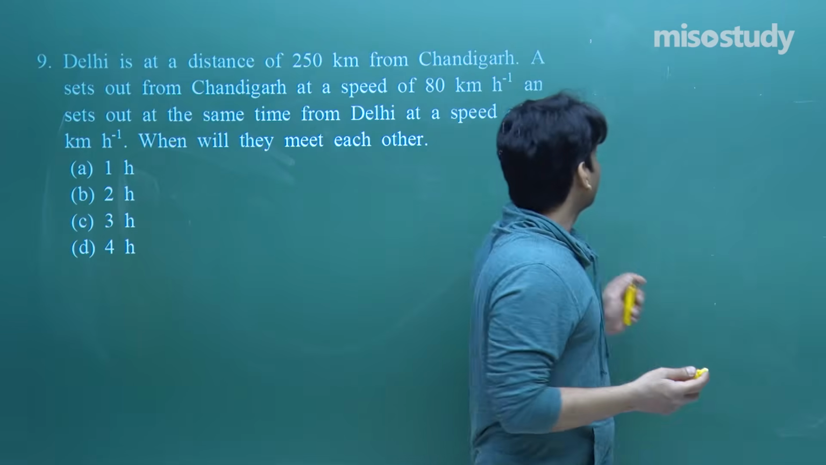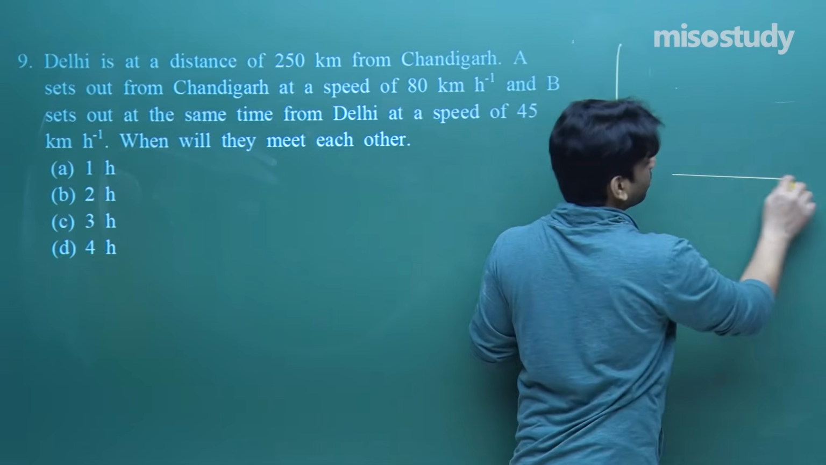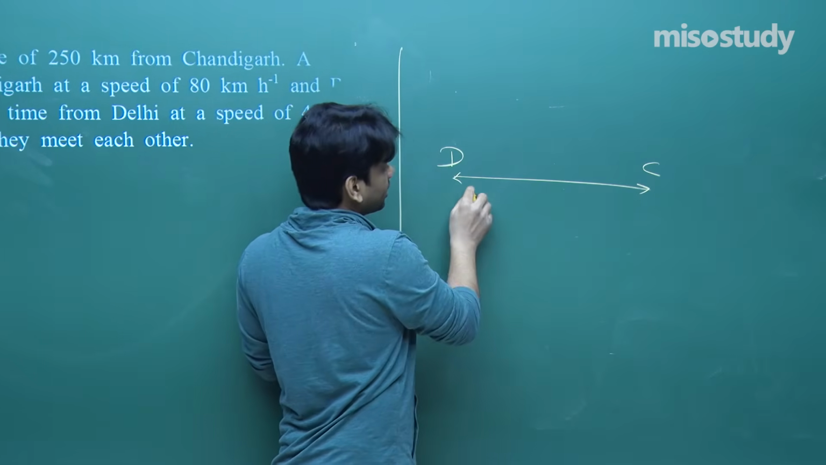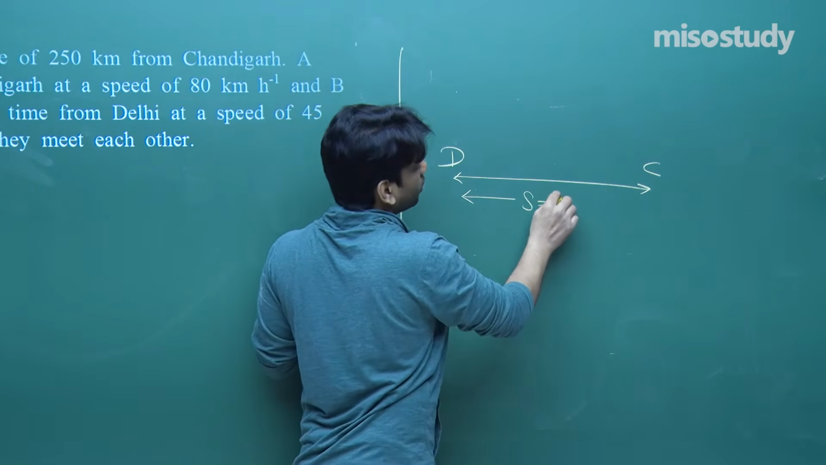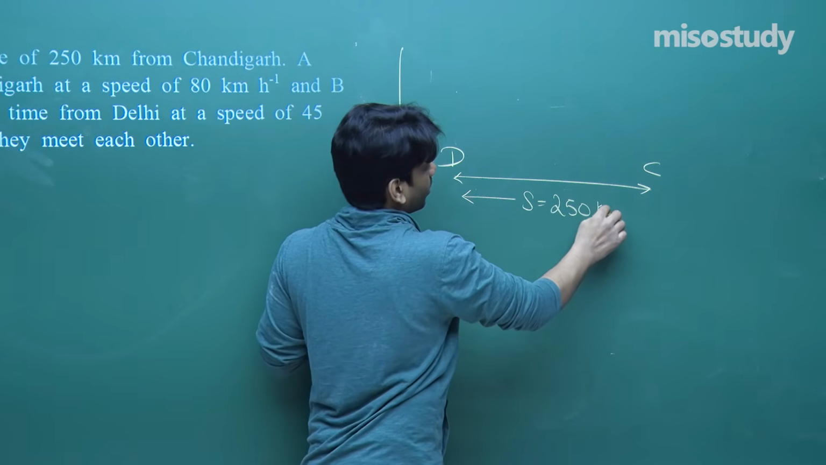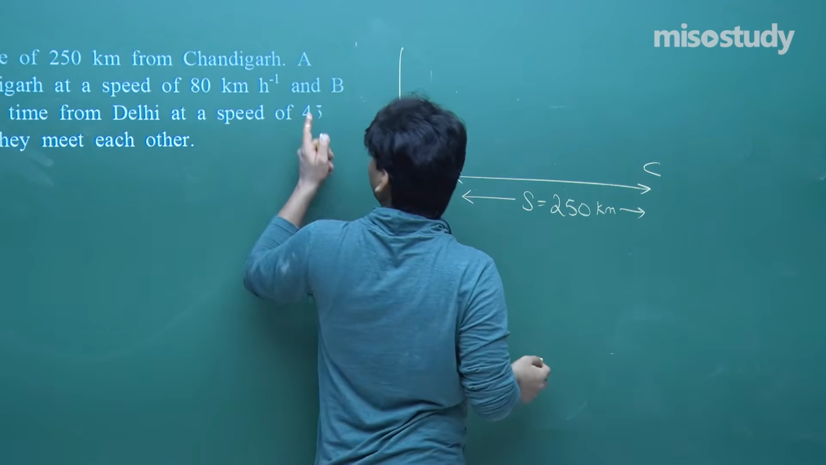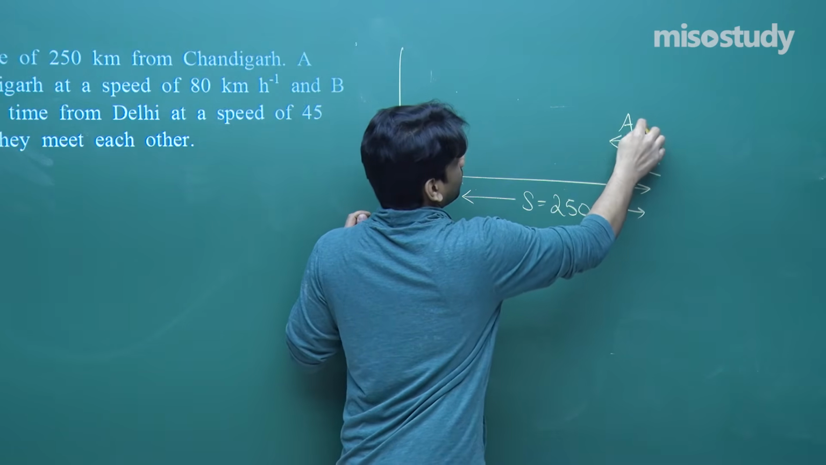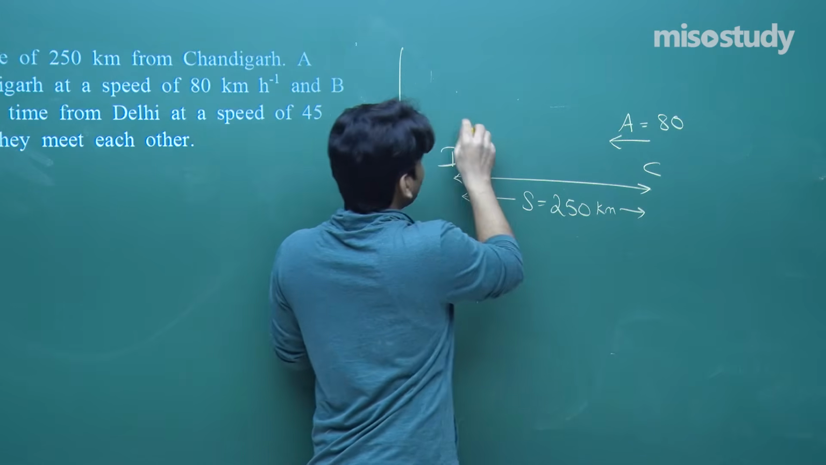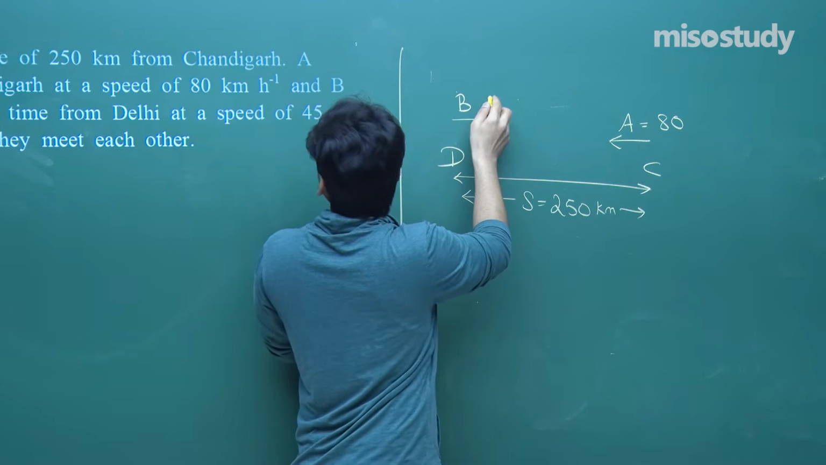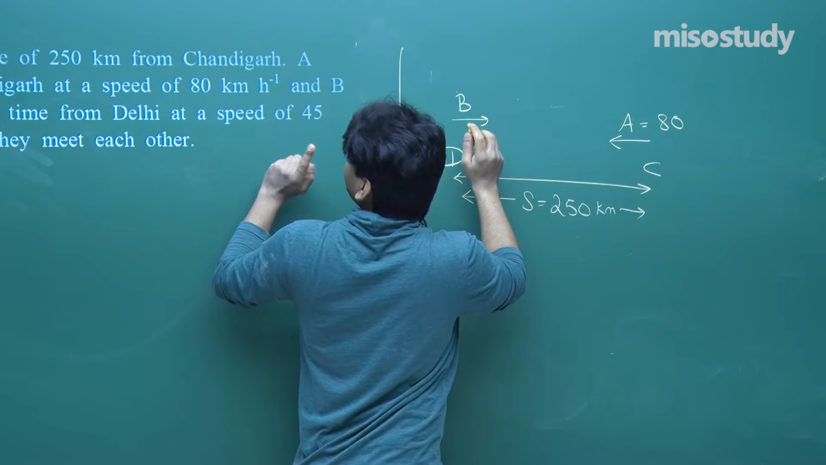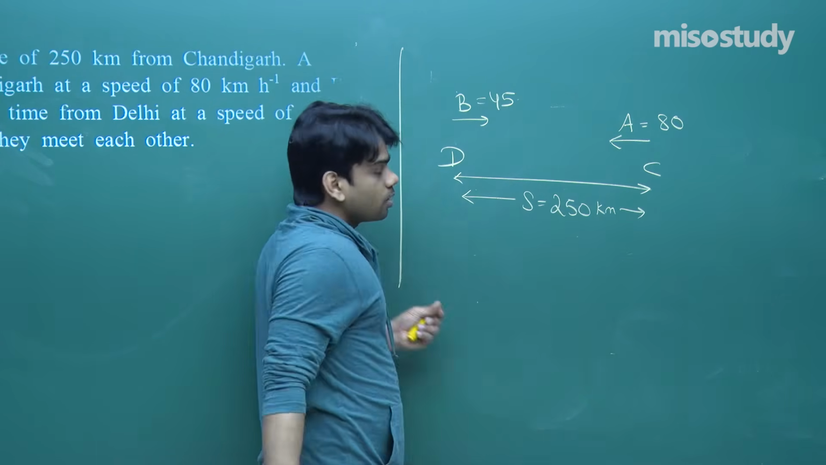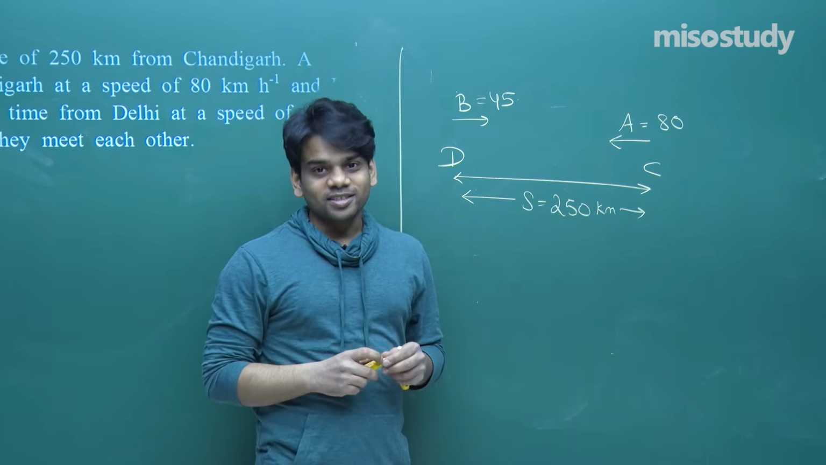Let's check. Delhi and Chandigarh, 250 km distance has been given to us. Now see, it's given that A sets out from Chandigarh at a speed of 80 km per hour. B sets out from Delhi at a speed of 45 km per hour. This is what has been given. Both are approaching towards each other.